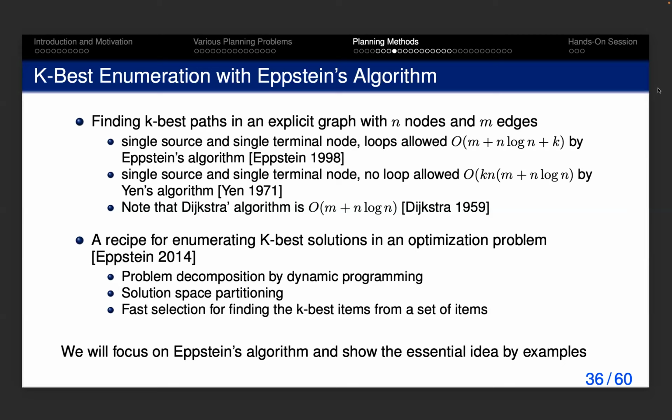To solve these types of problems well, you have to have dynamic programming. Problem decomposition by dynamic programming is one piece. Then you should have solution space partitioning, which gives you the search space in the end so that you can explore your solutions nicely. And then you have to have a fast selection method for finding the k-best items among many, many items. If this step is slow, then overall things will slow down. So today we will focus on Epstein's algorithm and show the ideas by examples.